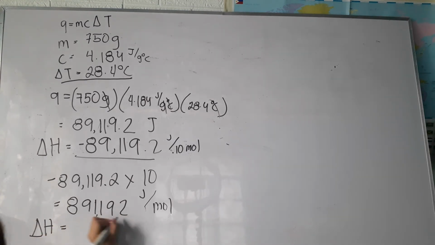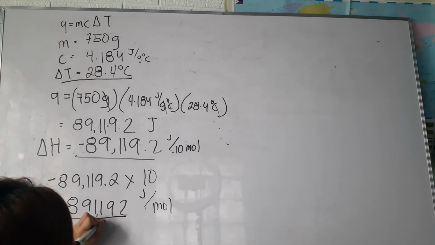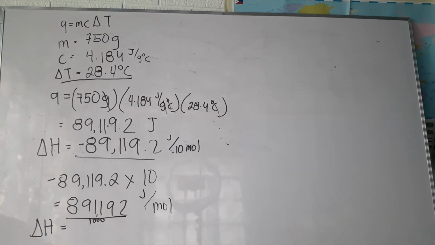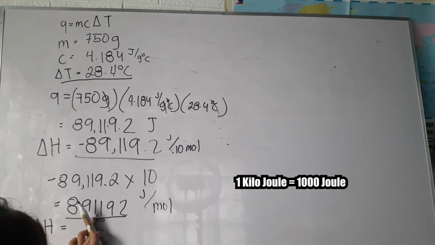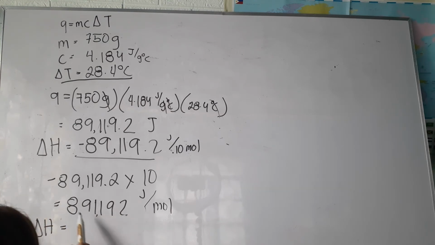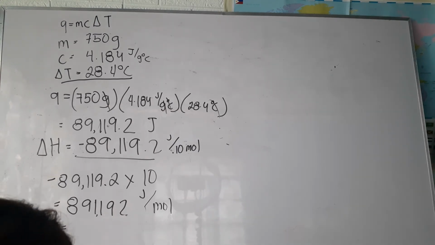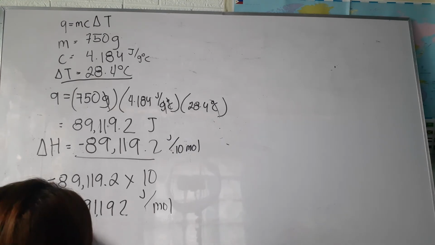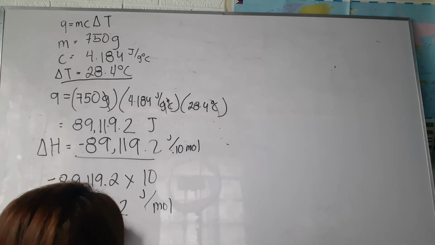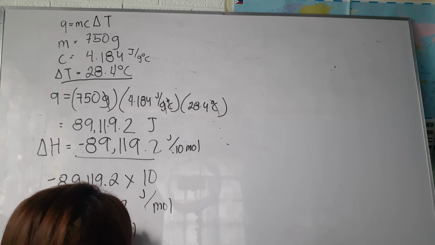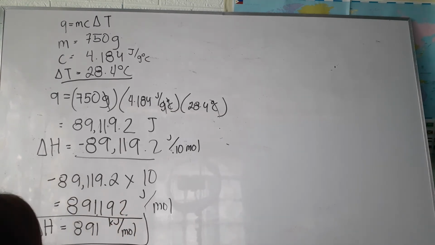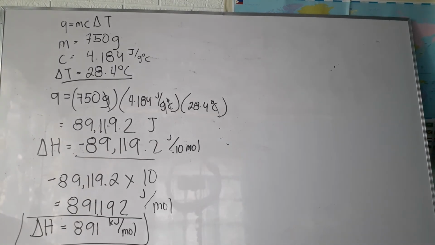I-divide natin to into 1,000. Kasi nga, ulitin ko, 1 kilojoule is equal to 1,000 joules. So, i-divide natin siya into 1,000. And 891,192 divided by 1,000 is equal to 891. 891 kilojoules per mole. So, ito na yung final answer. Ayan. Okay na. Okay na tayo.